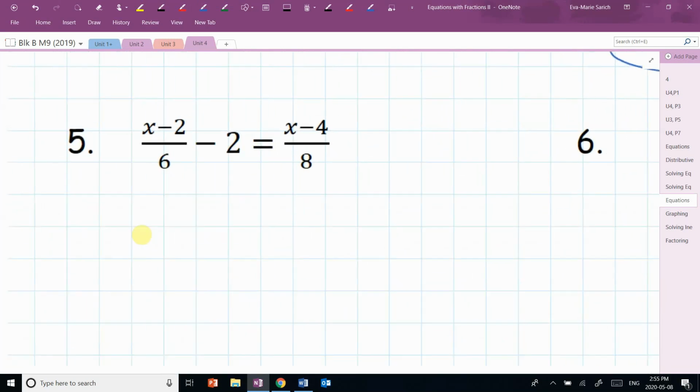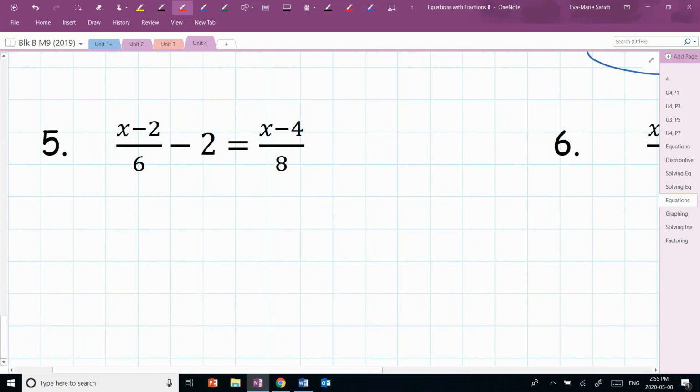Again, looking to multiply each term by our lowest common denominator. So the first is a fraction with 2 parts, the second part is a whole number, and then the third part is a fraction with 2 pieces again. So 3 terms separated by a subtract and an equals. Now those 3 parts have to be multiplied by our lowest common denominator.